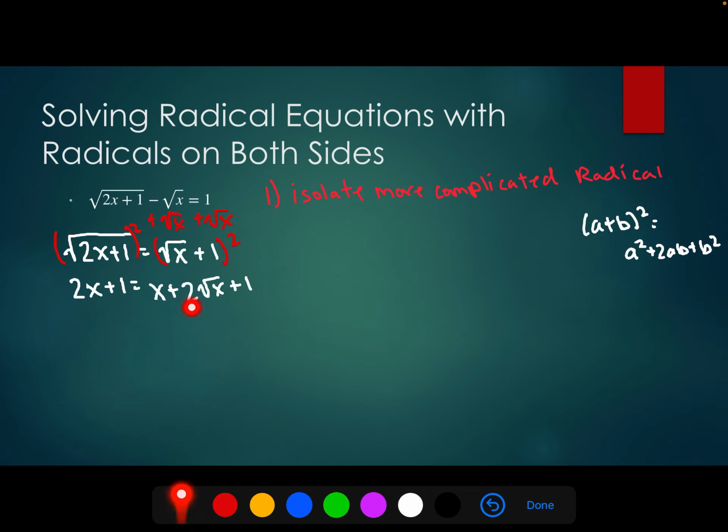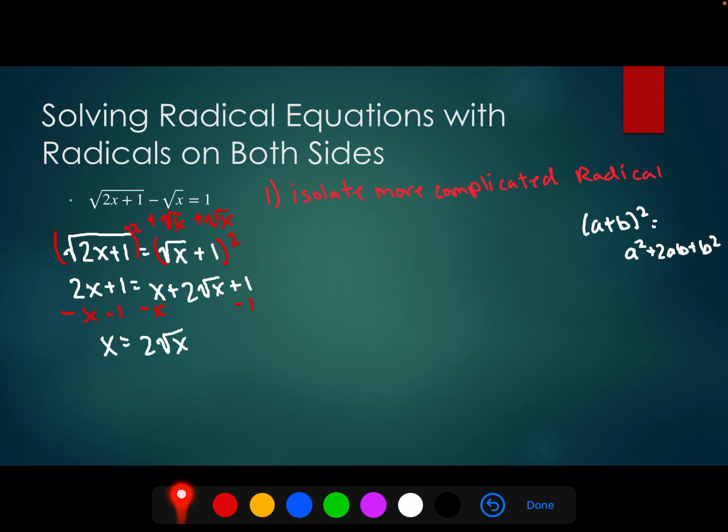Now we want to isolate this radical term, so we can isolate this entire 2 root x. To do that, we'll subtract x and subtract 1 from both sides. So now we just have that x is equal to 2 root x. From here, we isolated this 2 root x. Now we can square both sides. Squaring both sides will still get rid of this radical.